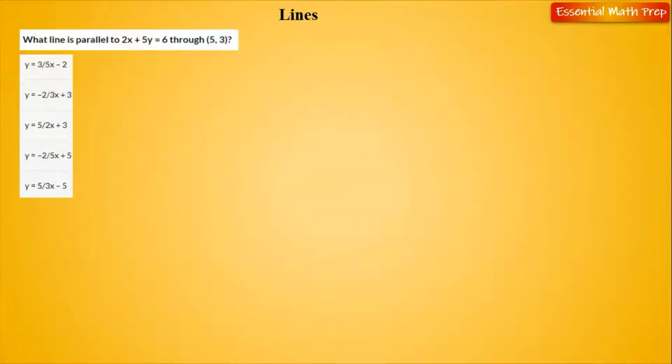get it right. All right, what line is parallel to 2x plus 5y equals 6? And it goes through 5, 3. Now, if you're a true learner, I suggest you pause the video. If you've understood what we did previously, then you should be able to solve the problem. The only difference being, instead of the line passing through the origin, it's passing through an ordered pair of 5 and 3. So that's the only thing that's changed.